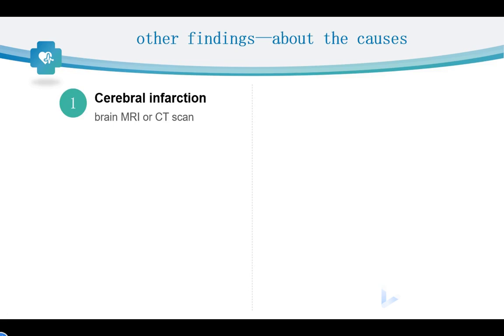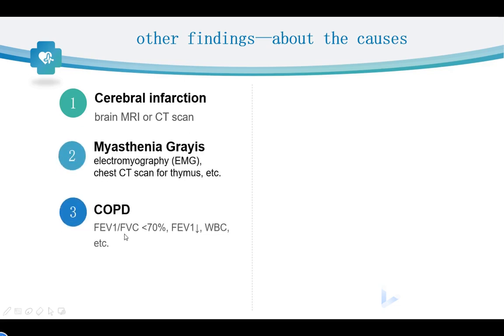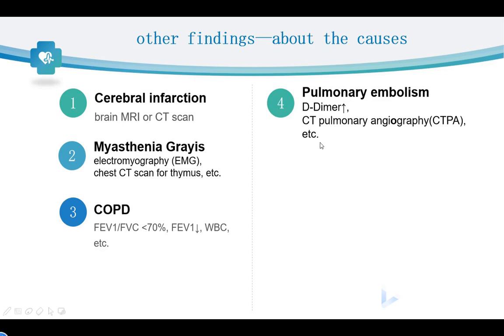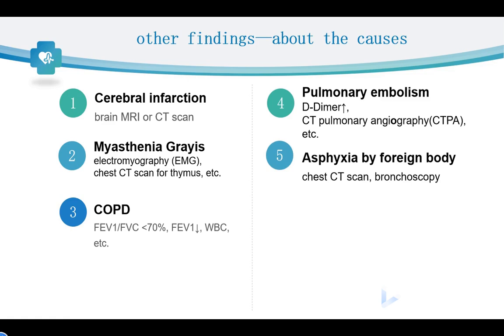Another group of other abnormal findings is about the causes of the respiratory failure. For example, for the patients with a suspicion of the cerebral infarction, we need to arrange brain MRI or CT scan for this patient to confirm the causes. And the spirometer for the COPD, D-dimer or CTPA for the pulmonary embolism, CT scan or bronchoscopy for the foreign bodies in the airway, and others.